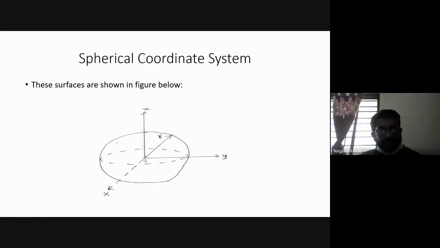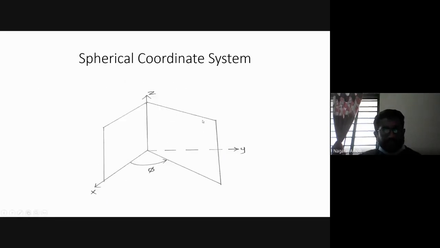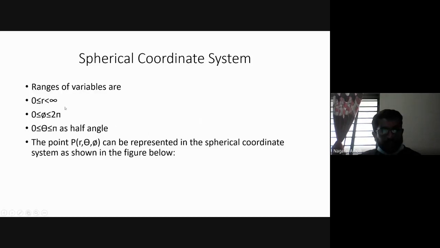Can the radius be minus? No, the radius can never be minus. Correct? It varies from 0 to infinity. Hence, the radius is varying from 0 to infinity. Hence, we say that the range of the radius is 0 to infinity, the angle phi range is 0 to 2 pi, and the angle theta, that is half angle, its range is 0 to pi.